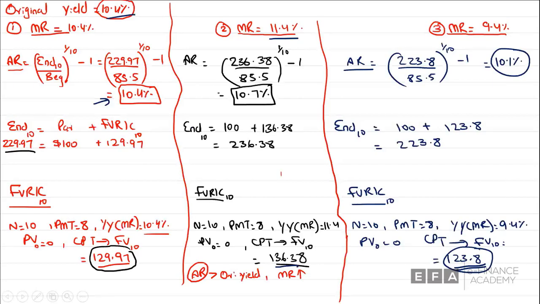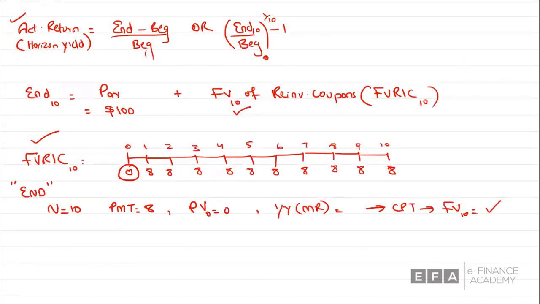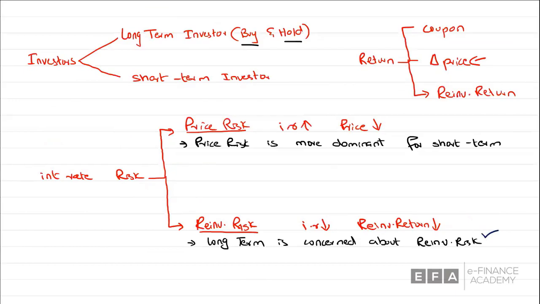All right, so let us now look at the case of the short-term investor. So far we have discussed the long-run investor, and we already mentioned that for the long-run investor it is the reinvestment risk that matters. But we said when it comes to the short-term investor who will sell the bond prior to maturity, not hold it until maturity, it is the price risk that will be more dominant than the reinvestment risk. So we are going to prove this through numbers as we did before.